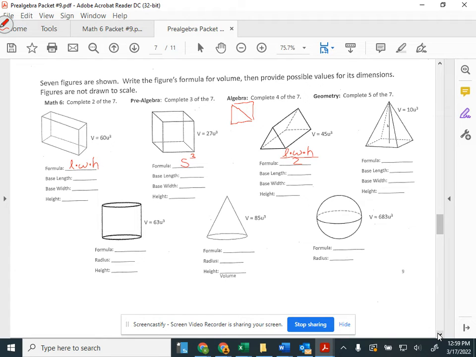What about for my pyramid? Anybody know the formula for the pyramid? Izzy? Length times width times height divided by 3, because we have those triangles in there.